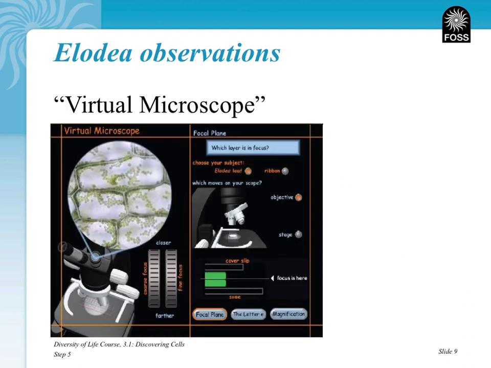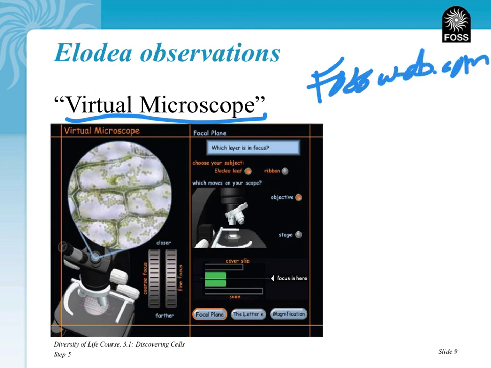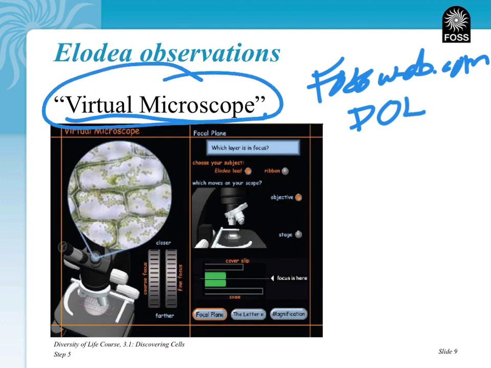Now, if you missed class or you're in cohort C, you're going to be using this virtual microscope, and that's at fosweb.com. Sorry, that's terrible handwriting on my part. You're going to go to the Diversity of Life unit, and you're going to find this virtual microscope. And when you do, you're going to be looking for the one that is the Elodea leaf or Elodea plant.